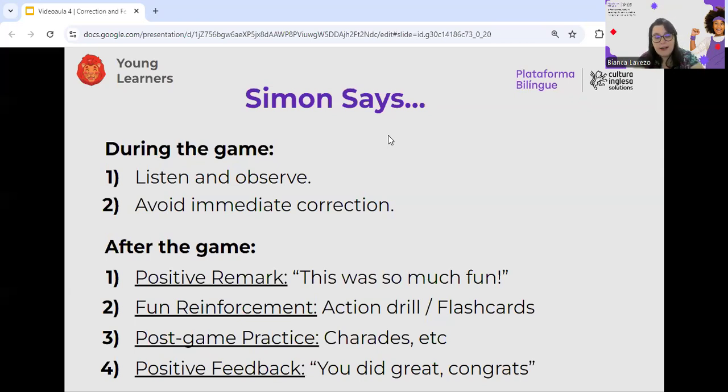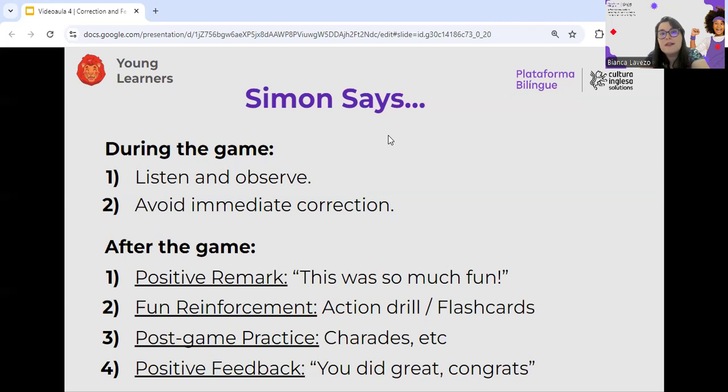As for a post-game practice, you can have charades as well, or drawing, as we mentioned before, it also works. Charades is again a classic, right? A student has to mimic, and the others have to say the word that the student thought of.